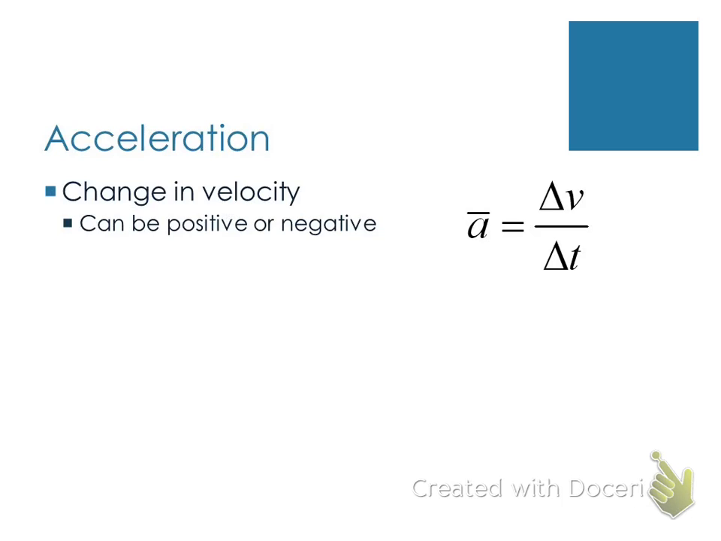So we talked about our velocity has the ability to be positive or negative. Okay, so a negative velocity means we're moving backwards, okay, or it's falling in the downward direction.